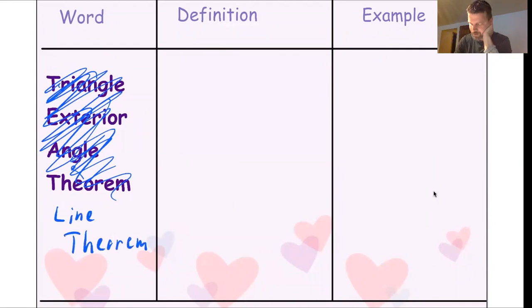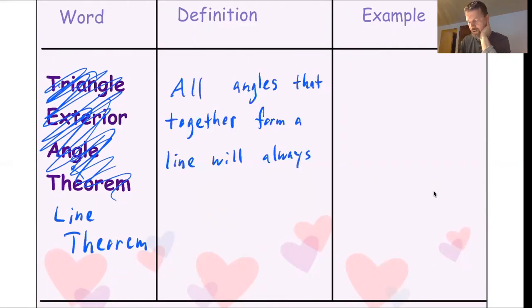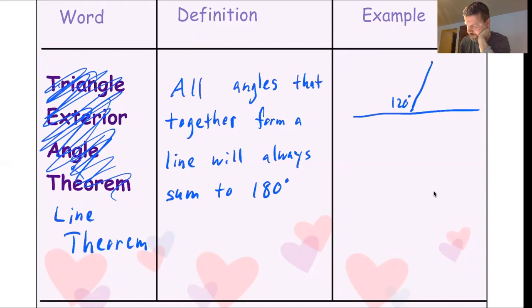The line theorem says that all angles that together form a line will always sum to 180 degrees. This is one we've talked about before, where if this angle here was 120 degrees and I asked you to find that angle, well, together they form a line, and all lines add up to 180 degrees, just like triangles. So if one angle is 120, this other one would have to be 60 degrees.